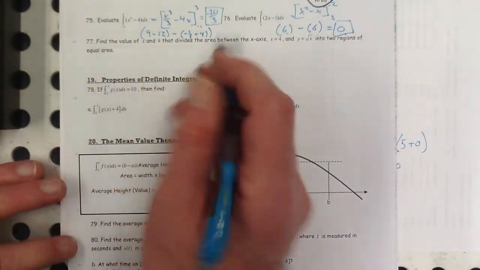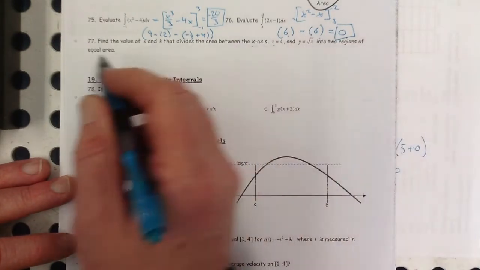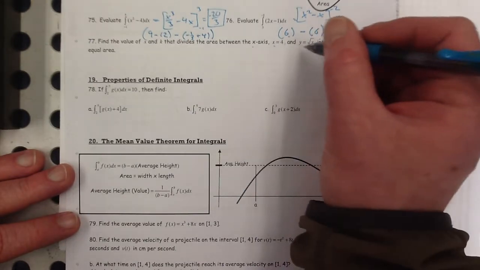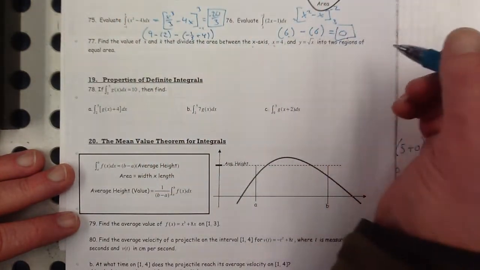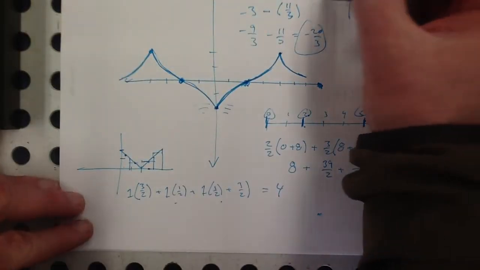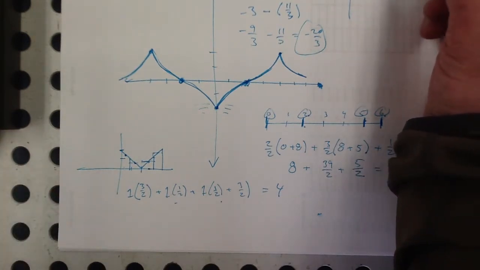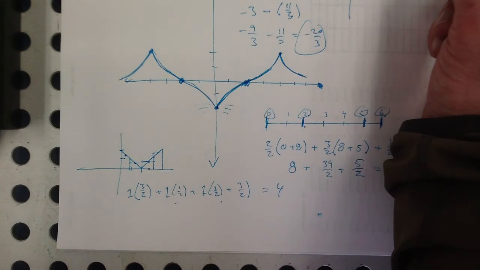Find the value of x and k that divides the area between the x-axis, x equals 4, and this into two regions of equal area. Okay, let's see what I can do there. What does that look like? I'm going to make a little sketch. That x equals 4 is that line. And find the value of x and k.